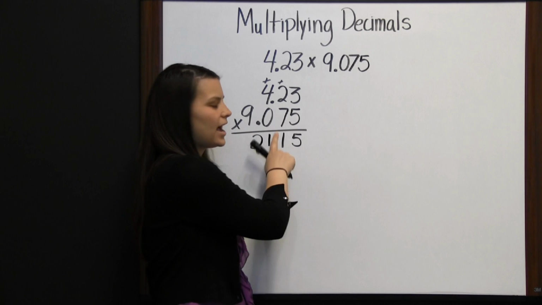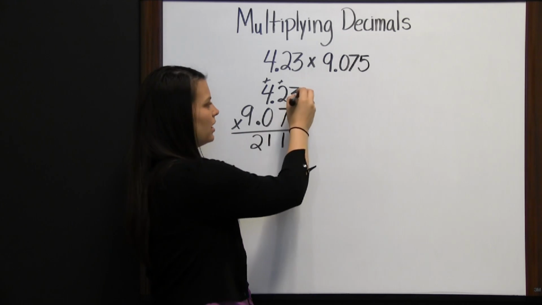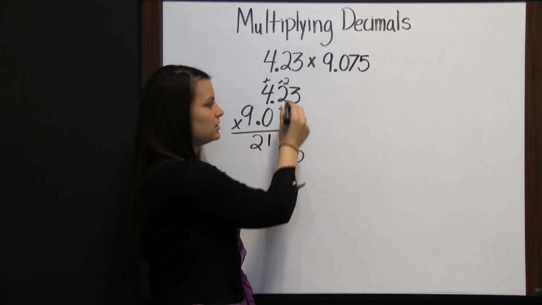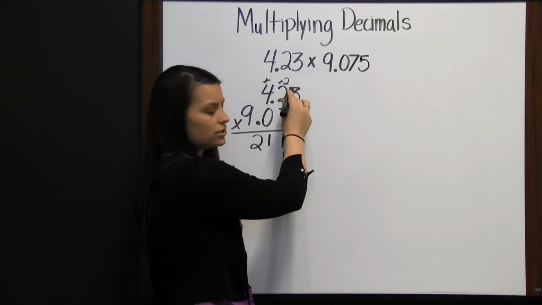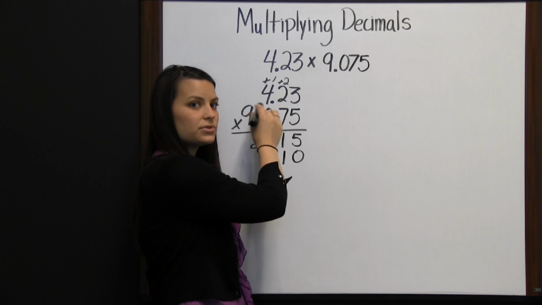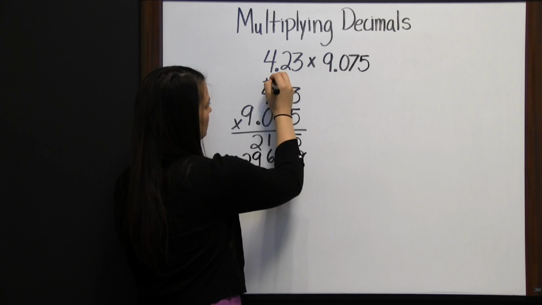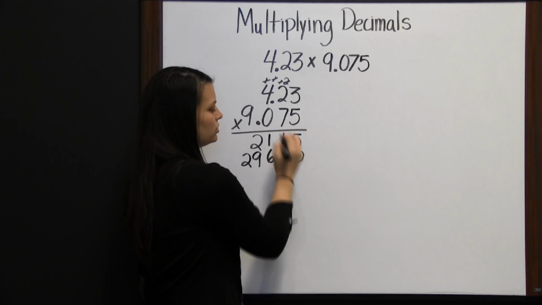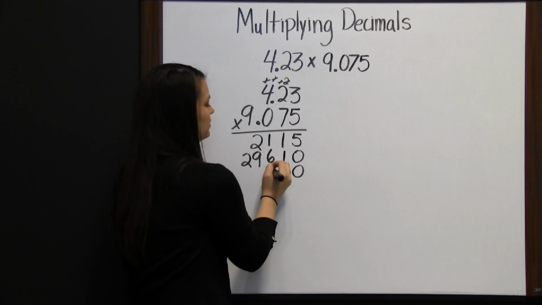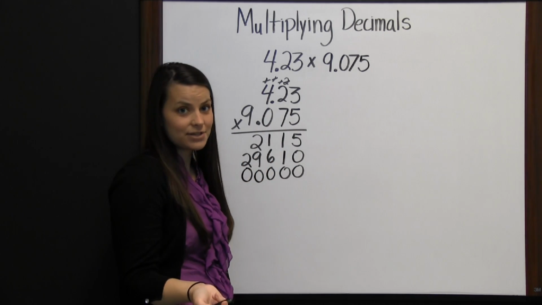For our next number, now that we're multiplying times the 7, we need a 0 placeholder. 7 times 3 is 21. Write your 1, carry your 2. 7 times 2 is 14, plus 2 is 16. Write your 6, carry your 1. 7 times 4 is 28, plus 1 is 29. Get rid of those. Then we need 2 zeros for placeholders. And when we multiply times 0, 0 times 3 is 0, 0 times 2 is 0, and 0 times 4 is 0. We just get a line of zeros.